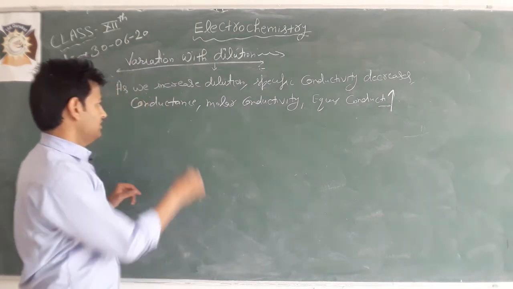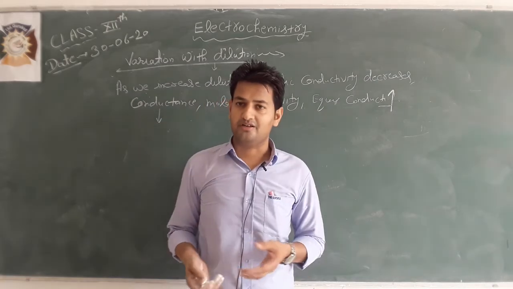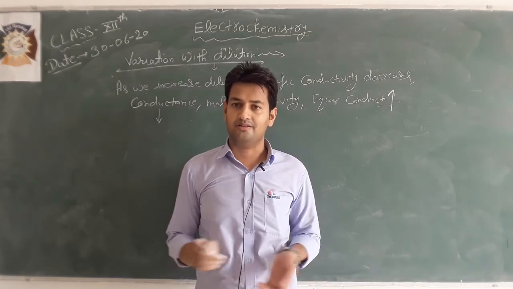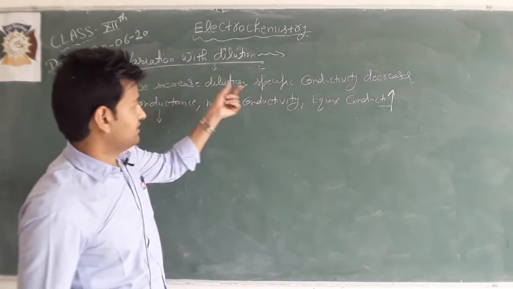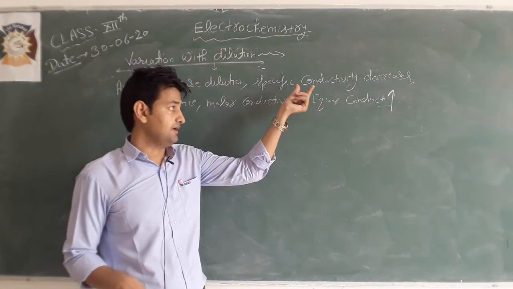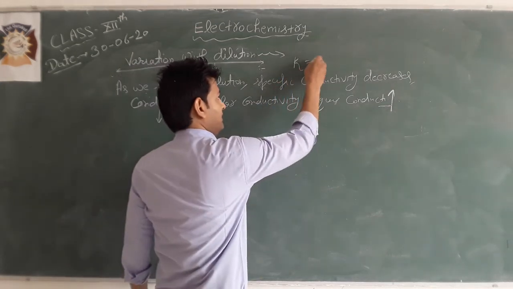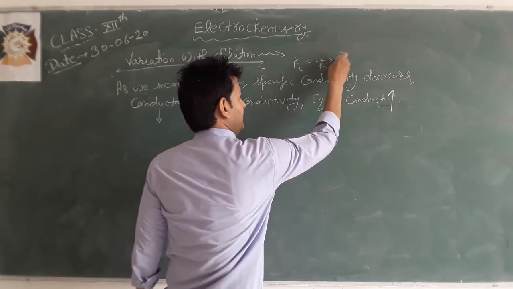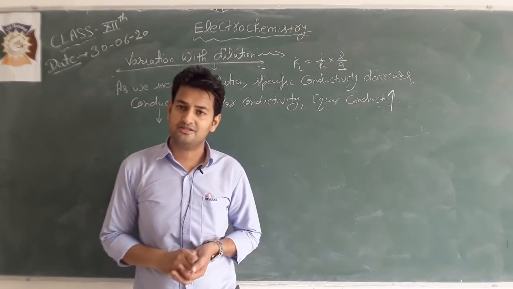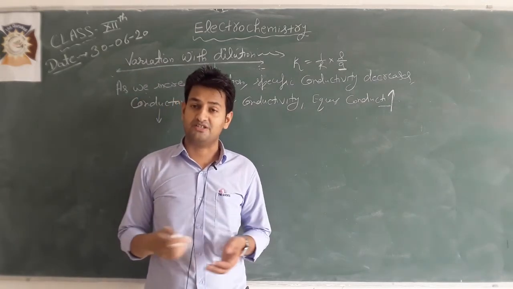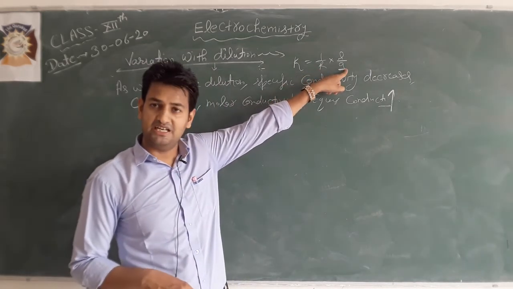First is conductance. Why does conductance increase with dilution? Because as dilution increases, the number of ions increases, so conductance also increases. Then why does specific conductivity, or simply conductivity, decrease? Because it is represented by kappa equal to 1 over R into L by A. So, divide by area: the number of ions per centimeter square area decreases.